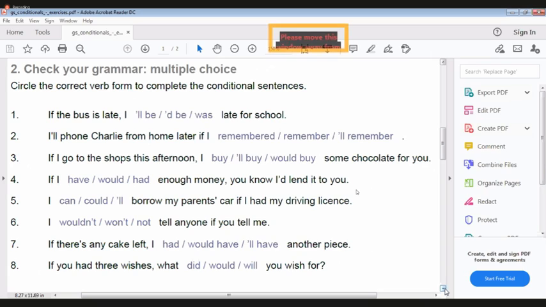I could borrow my parents' car if I had my driving license. Tarinder, what is your answer? Driving license. Right. Sixth one, Tarinder. I wouldn't. Himansa? I won't. So Himansa's answer is correct.